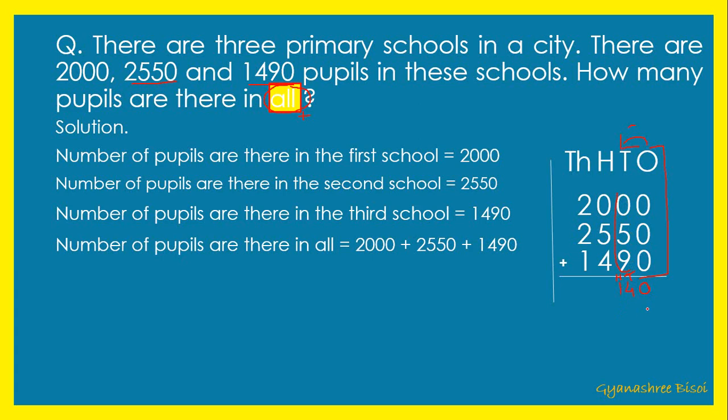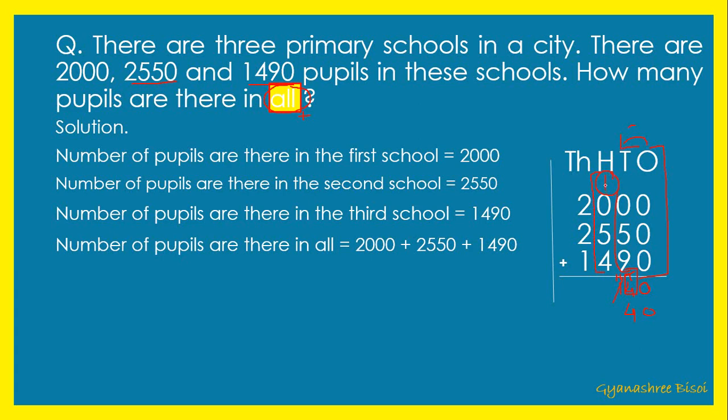Correct? So below ones place I have 0, and at tens place which digit is there? 4. So I will write 4 below tens place, and 1 which is at hundreds place, that I will carry over to hundreds place. Now I will move to hundreds place and I will add the digits which are at hundreds place.